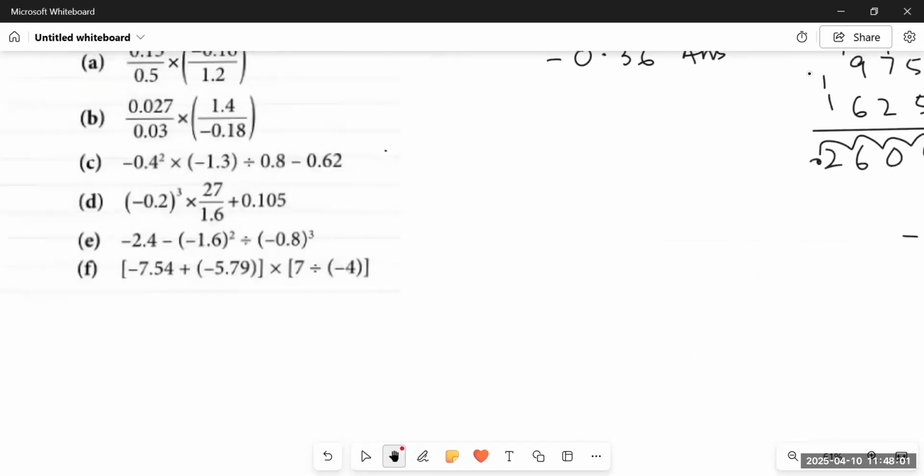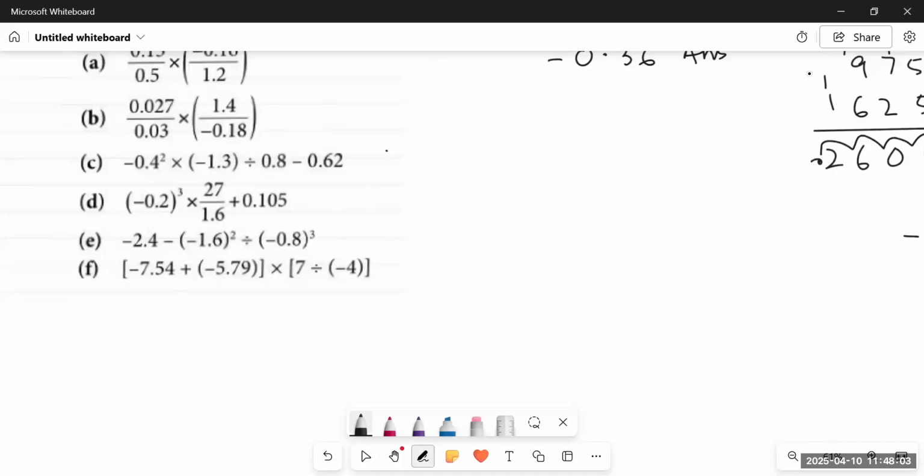Okay, next we have (minus 0.2) to the whole cube. Now you see the difference between these two. Minus 0.4 square means first we have to square and then we will apply the minus sign. But bracket minus 0.2 to the cube means we will apply these signs across the multiplication.